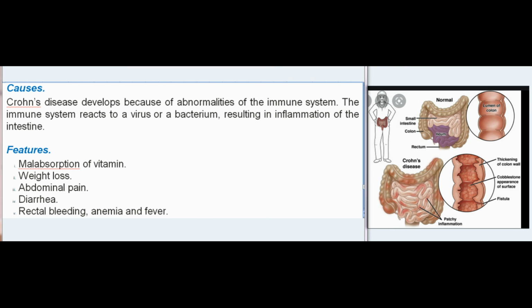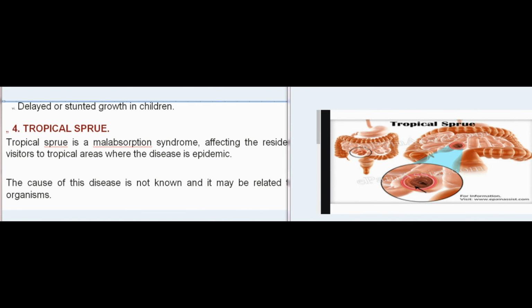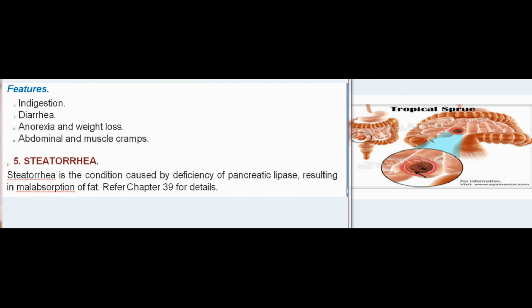Features. Malabsorption of vitamin. Weight loss. Abdominal pain. Diarrhea. Rectal bleeding, anemia, and fever. Delayed or stunted growth in children. 4. Tropical sprue. Tropical sprue is a malabsorption syndrome, affecting the residents of or the visitors to tropical areas where the disease is epidemic. The cause of this disease is not known and it may be related to infectious organisms. Features. Indigestion. Diarrhea. Anorexia and weight loss. Abdominal and muscle cramps.